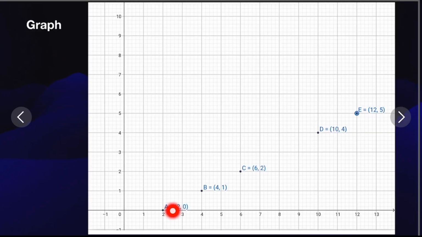Graph. So these are the ordered pairs. You can plot those points on a graph paper. The first ordered pair was (2, 0). So the x-axis is the x value, and the y-axis is the f(x) value. When the x value is 2, f(x) is 0. When the x value is 4, this is 1. So plot all these points and join them, and you will get the graph of the function.